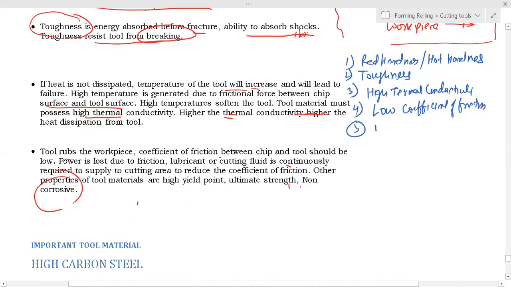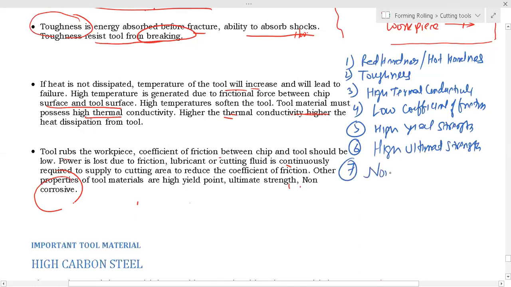Then fifth is high yield strength. Sixth number, high ultimate strength. Seventh number, non-corrosive. Non-corrosive means, because tool material comes in contact with the newly machined surfaces, it should not corrode. It should not corrode the workpiece.